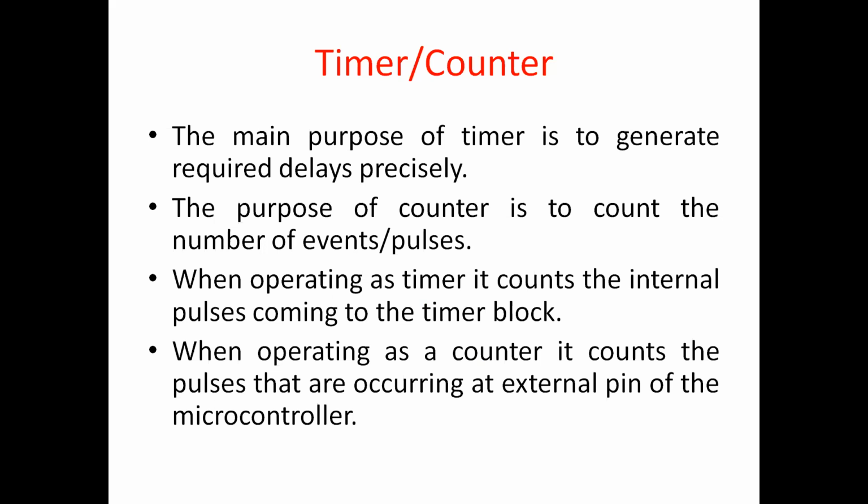In both cases, it counts the pulses, and the value of the counter is incremented for every clock pulse it receives. If the clock pulses are from an internal source, the oscillator frequency you have connected divided by 12, then it is a timer. Or if the pulses coming to that module come through a pin external to the 8051 microcontroller, then we call it a counter. In both cases, for every pulse, the value of the counter is incremented. That is the basic idea.